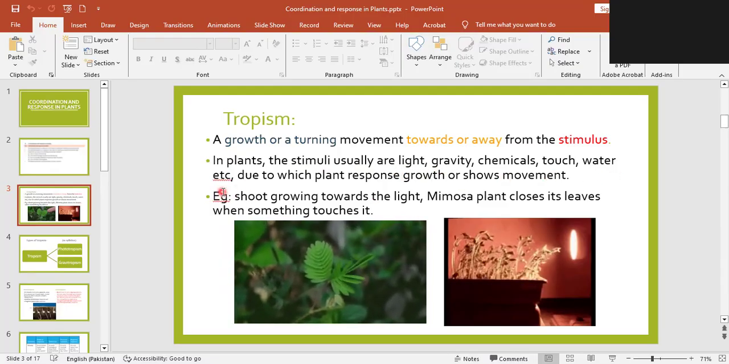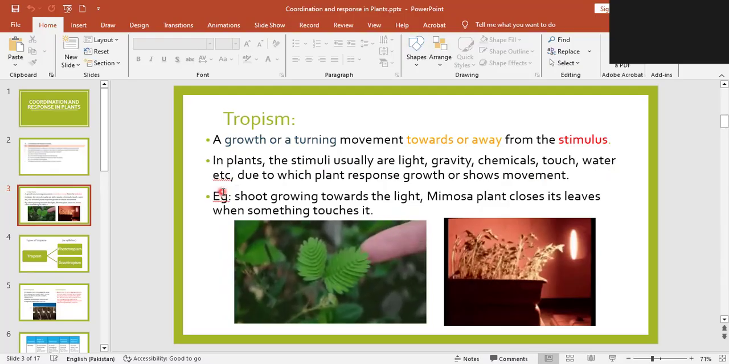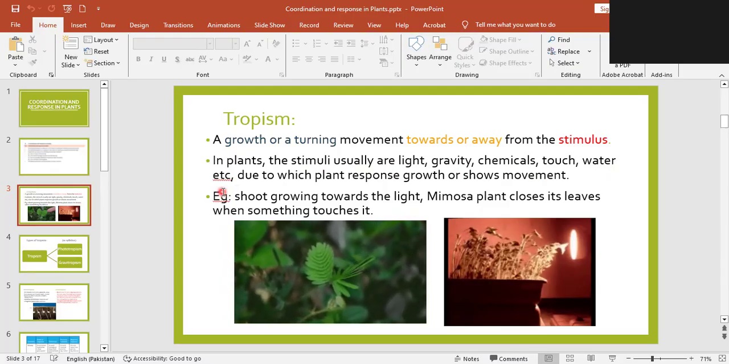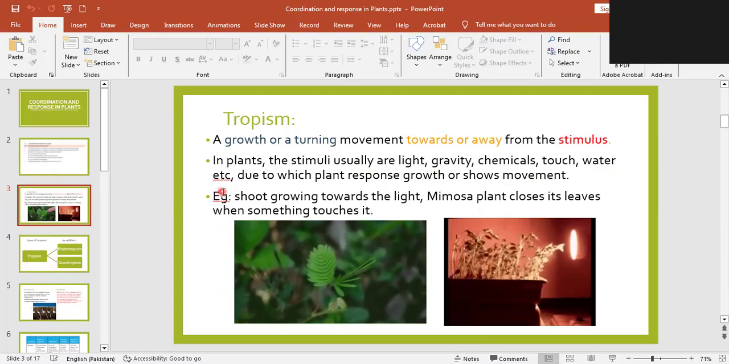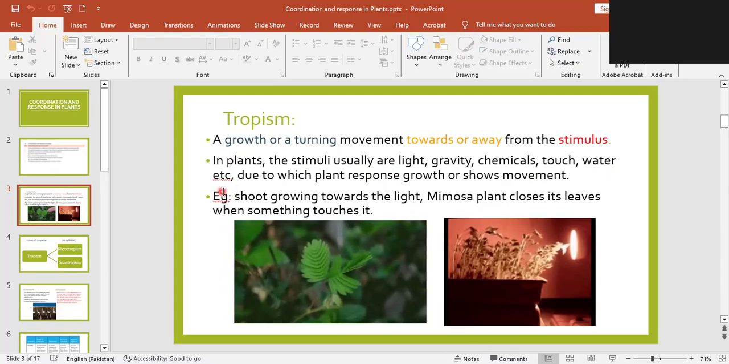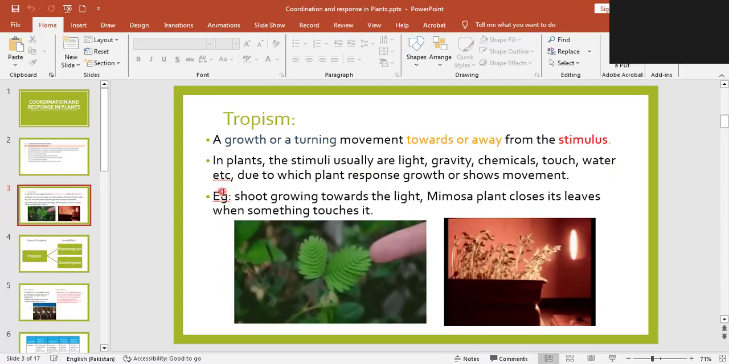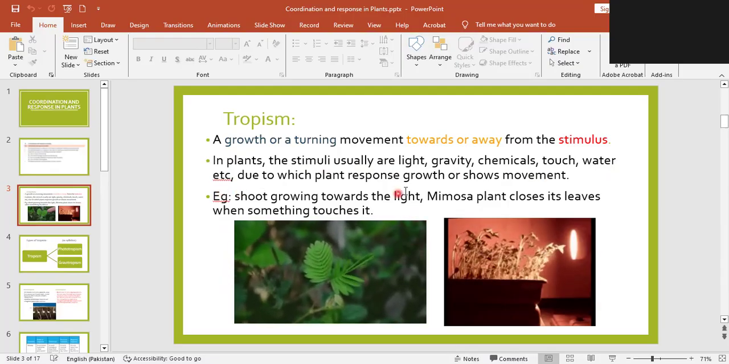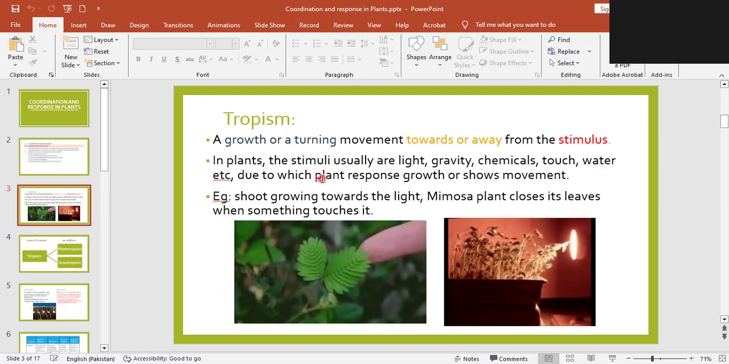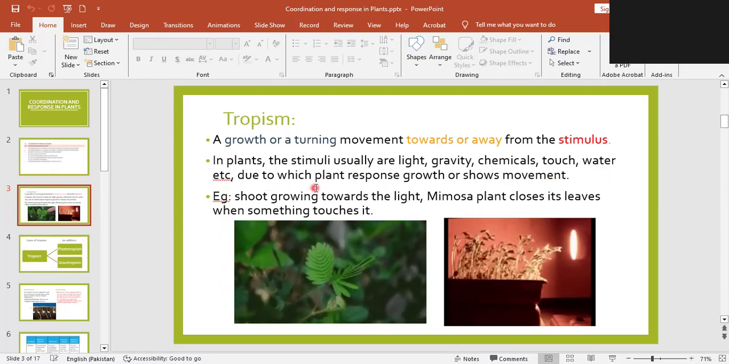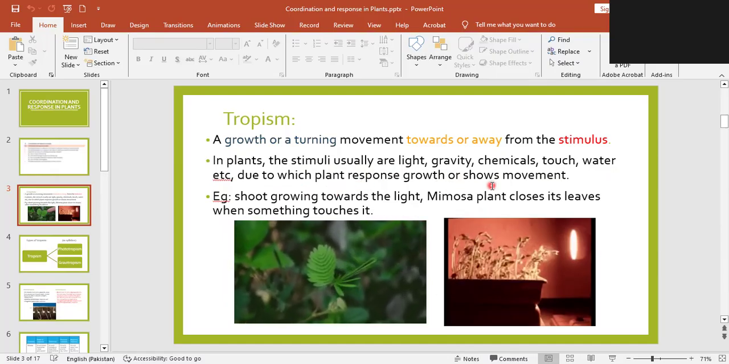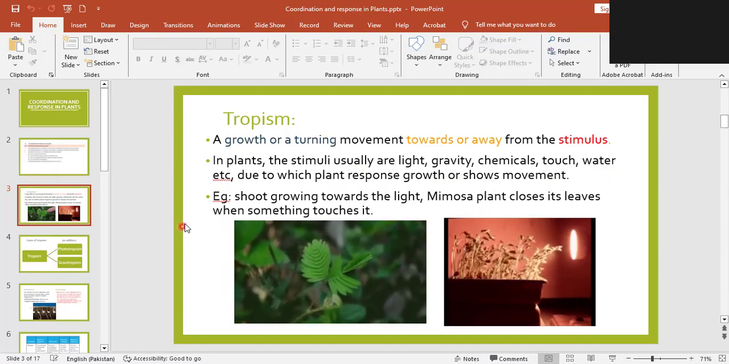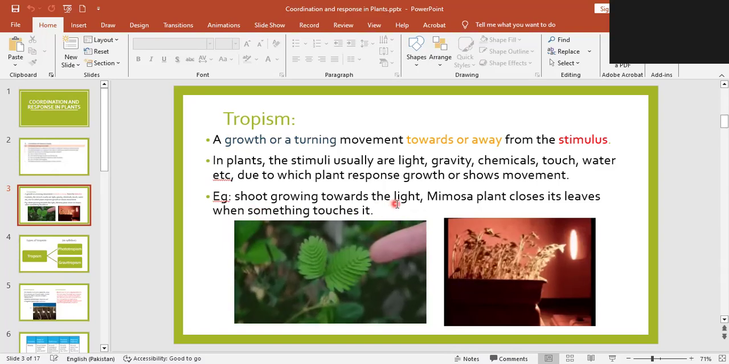Because plants do not locomote, but they do move. They show their movement by growth, by bending at a certain angle, or giving a certain type of response towards these factors. So, due to which the plant responds with growth or shows movement. This is tropism. Like, for example, a shoot growing towards the light.